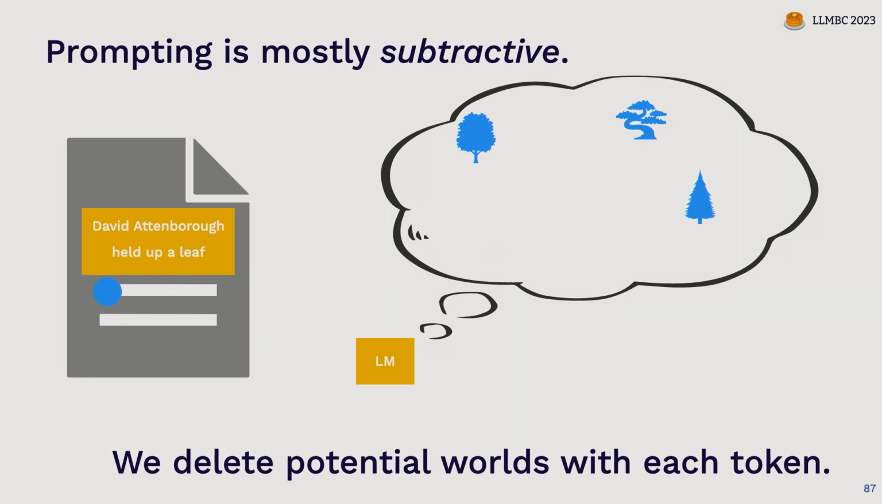And then if you add more tokens to this prompt, like David Attenborough held up a leaf, you're further eliminating documents where David Attenborough talks about animals or dinosaurs, and instead the model is now thinking of documents it has seen or imagined where David Attenborough is talking about plants.